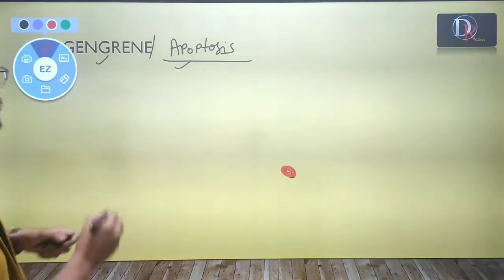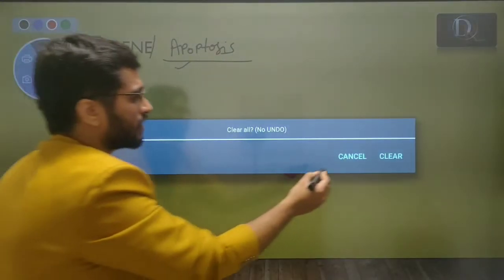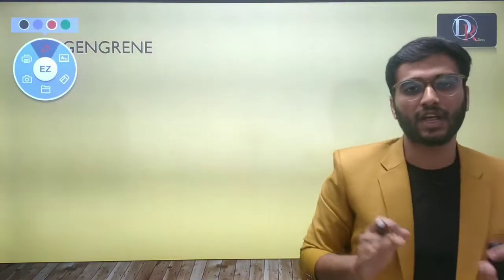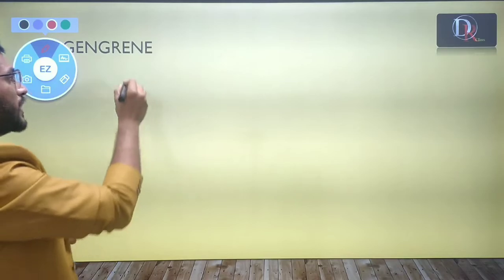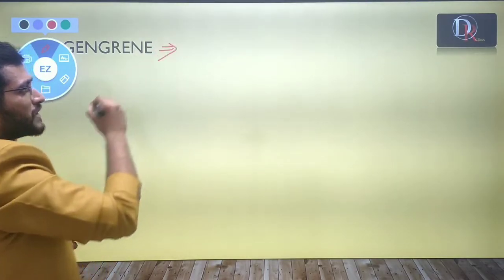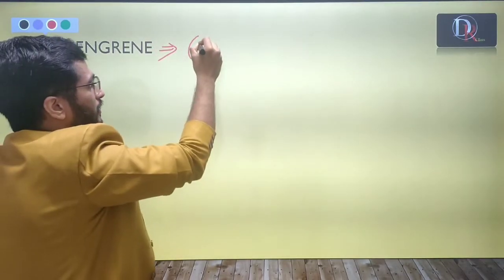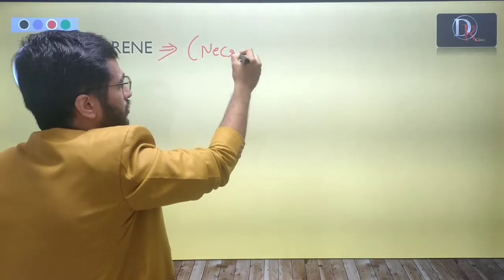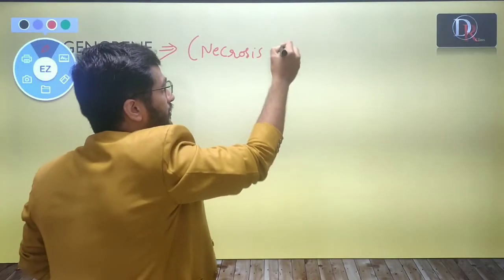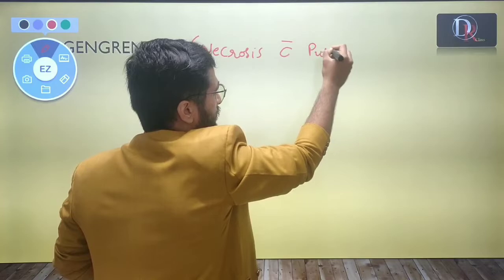Clear? So let's look at the next one, gangrene. Gangrene is closely related to necrosis. After necrosis, if the tissue undergoes putrefaction, that is gangrene. Basically, gangrene is necrosis with putrefaction.